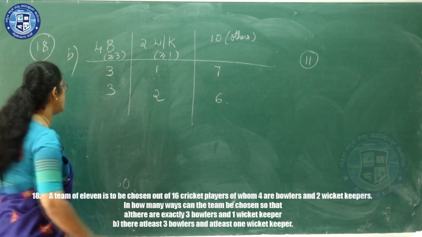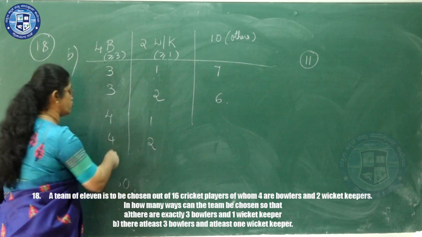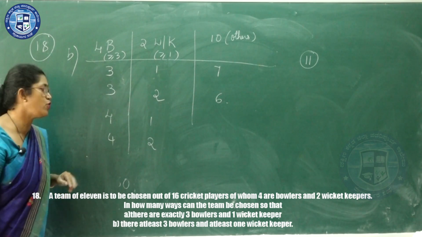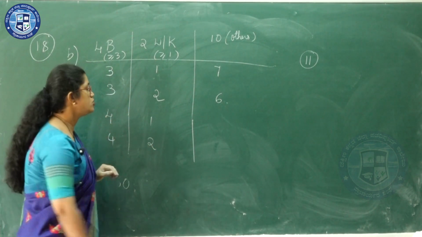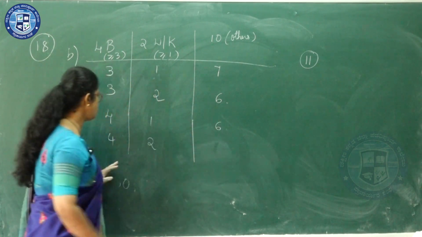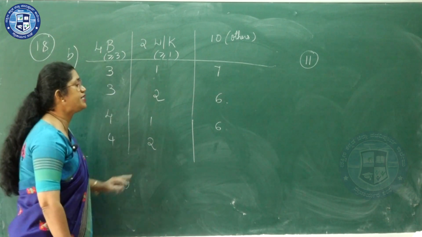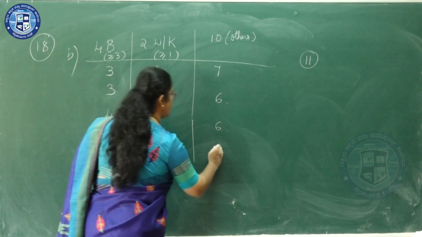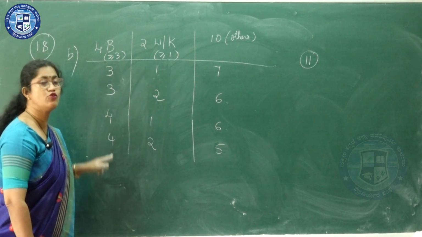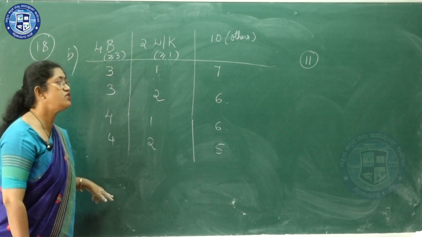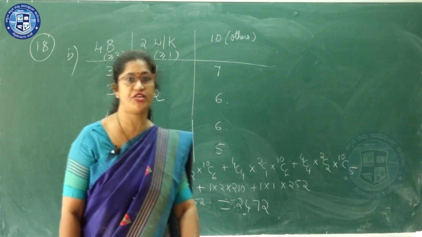Now we'll go for 4. When I have 4, again I can have 1 and 2. So let us write this as 4 and write 1 and 2. 4 plus 1 is 5, so I need 6 more. 4 plus 2 is 6. And to make it 11, I need 5 more. Now let us write the calculations for this one and see what will be the answer. And do the calculations of these 4 cases.